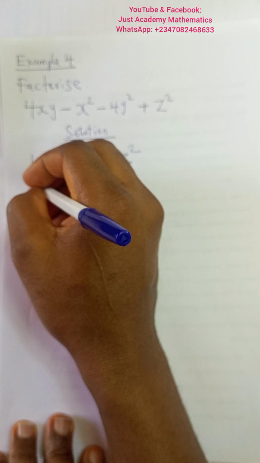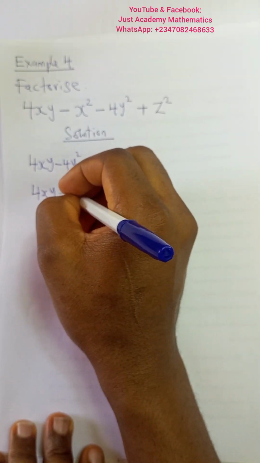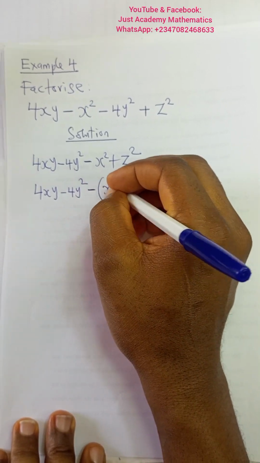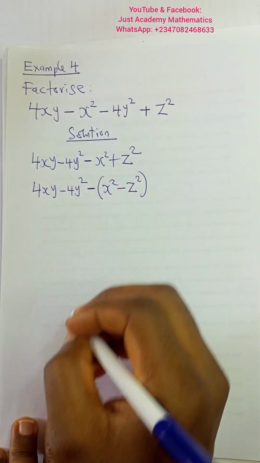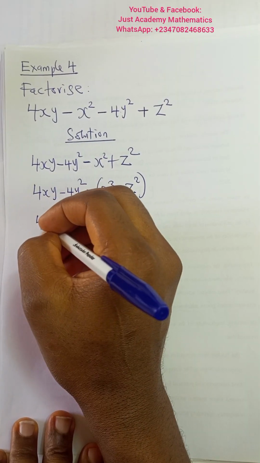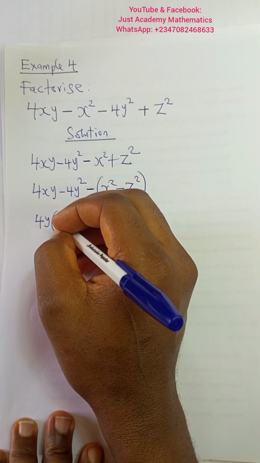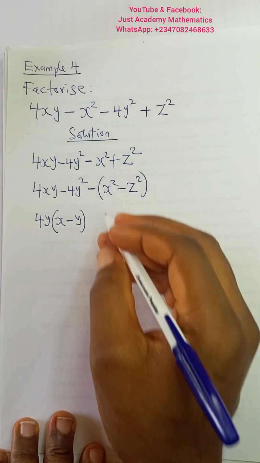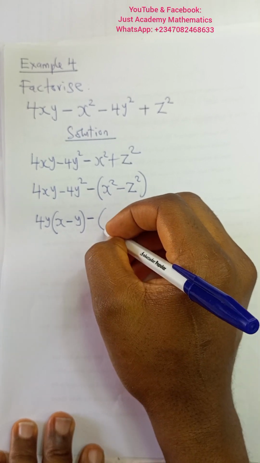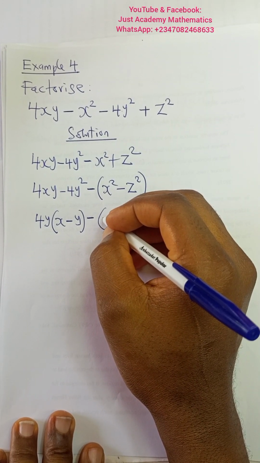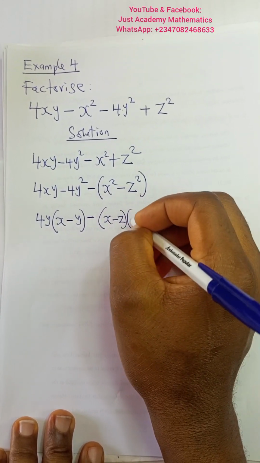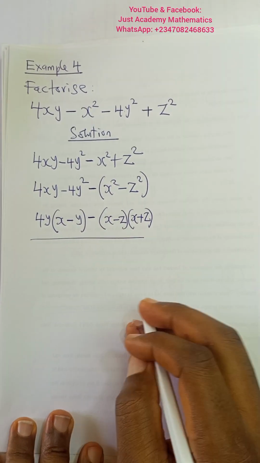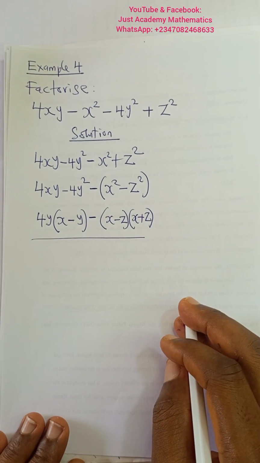Now, look at something here. 4xy minus 4y squared. Here, bring out this minus outside. What will remain here is x squared minus z squared. So here, what is common? 4y is outside, remaining x minus y. Can you see that? Here, this one means difference of two squares. Oh, that will not work. This is x minus z, and this is x plus z. And this has nothing in common. So this will not work, except you want to leave it like that, which is not really correct.